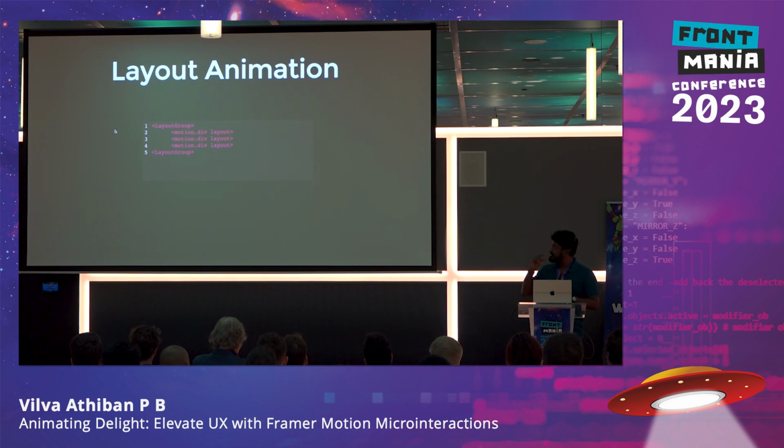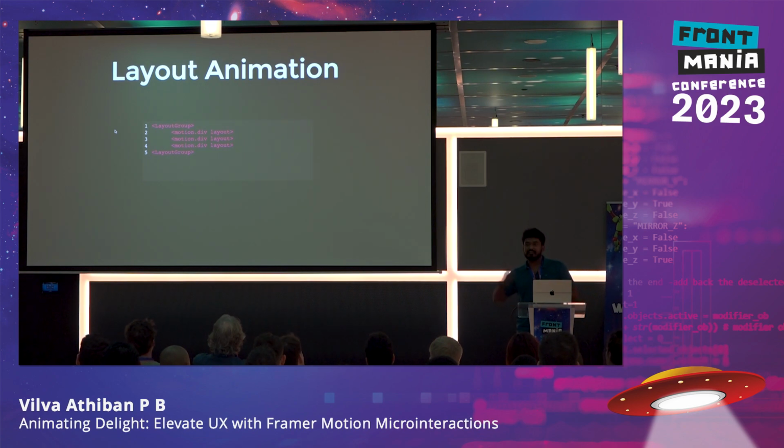All you need to do is, there are two things. One, the layout prop, which tells Framer Motion that this particular div might change its layout. And whenever there is a layout change, just animate the layout change. Just don't apply it blankly. And the other one is layout group.